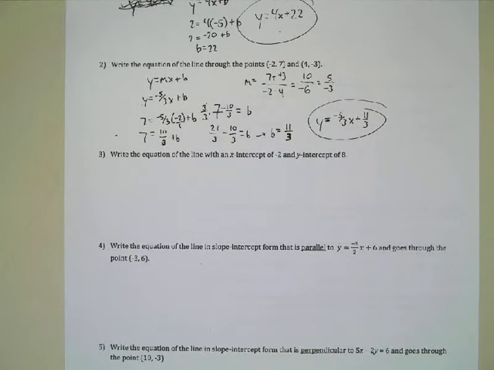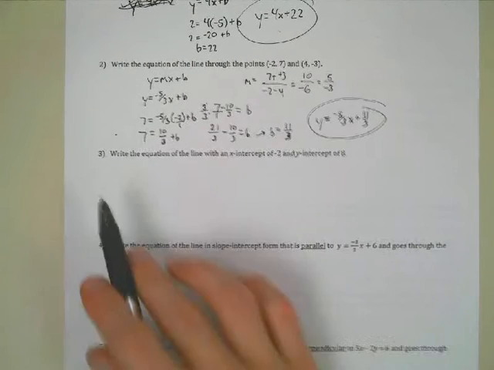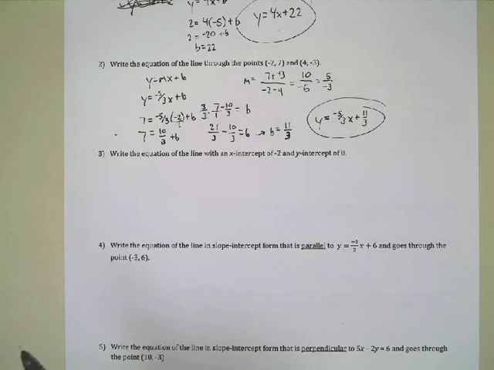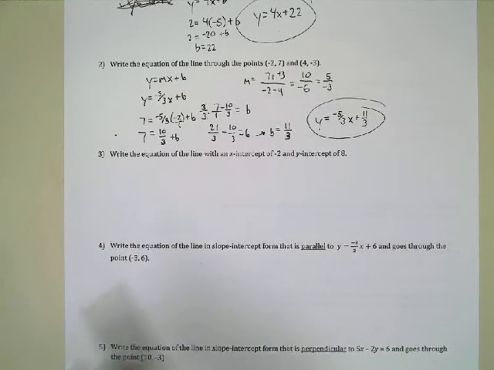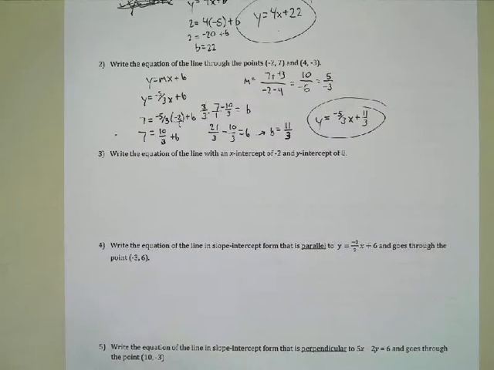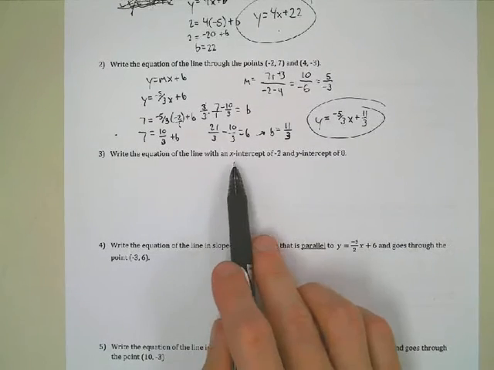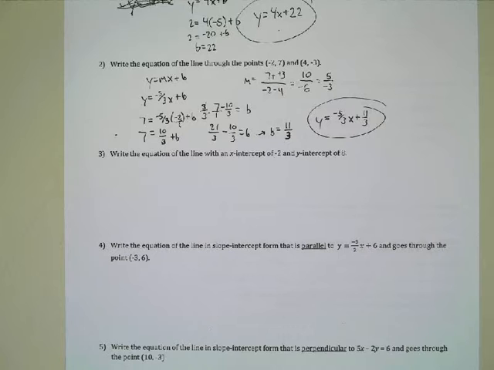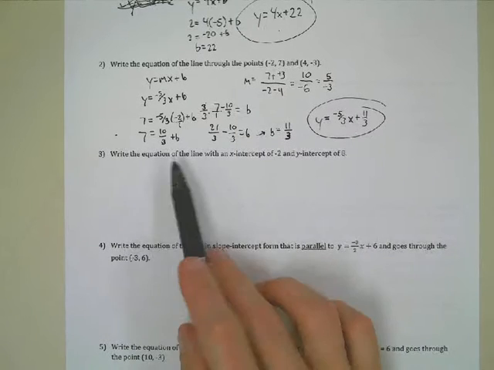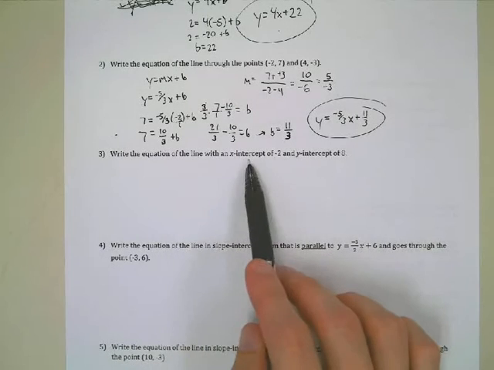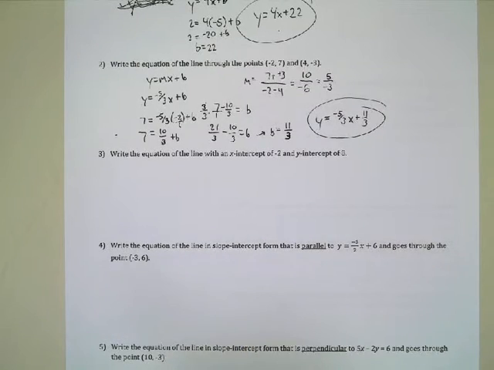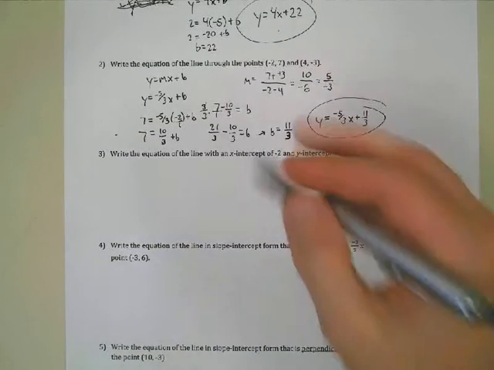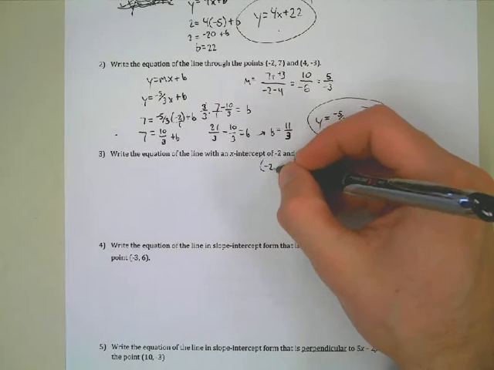Okay. So number 3, we're not going to do all of number 3. We'll go a little bit into it and then we'll just stop, because I think it's going to end up being very similar. Okay, Keegan. So number 3. If I'm told that the line has an x-intercept of negative 2, what coordinate does that mean I have? Negative 2, 0. Exactly right. And likewise, what's the coordinate if I have a y-intercept of 8?